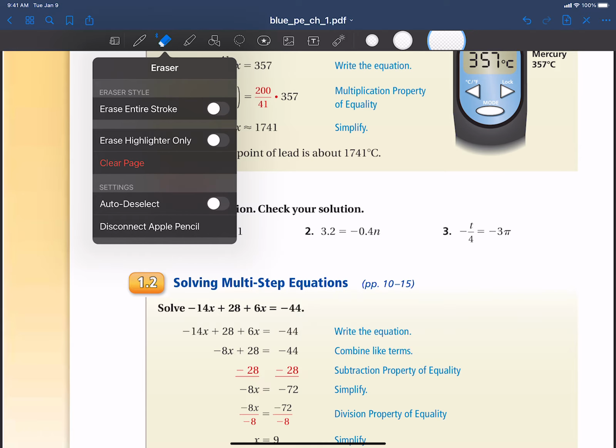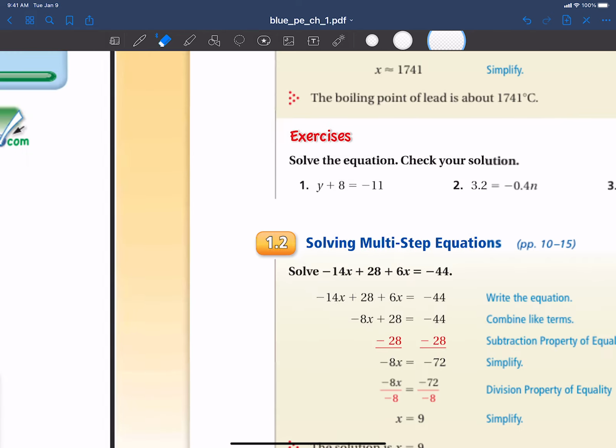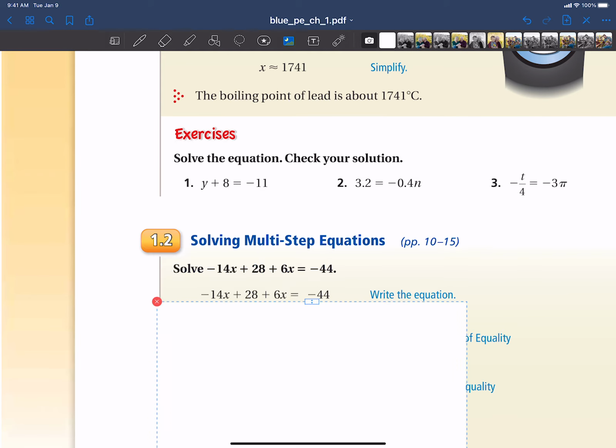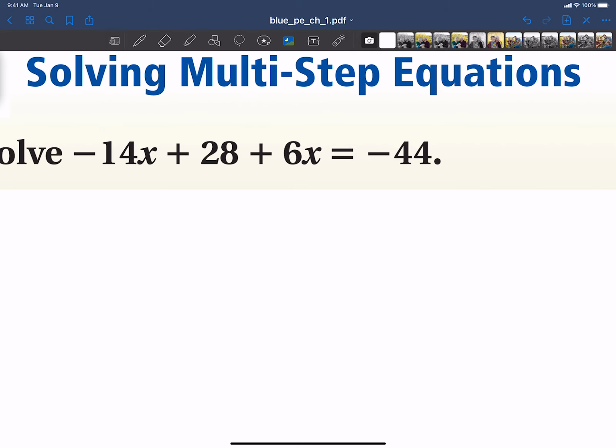1.2 was the same thing we did in 1.1. It's just they added a little extra step, more garbage to get away from the variable, right? Let's do the example one together. There's two steps. Let's do this one together first.